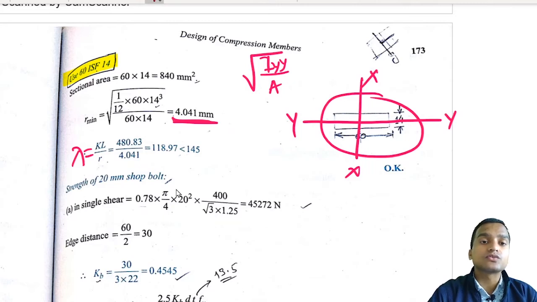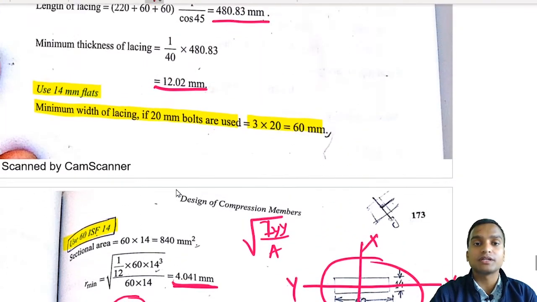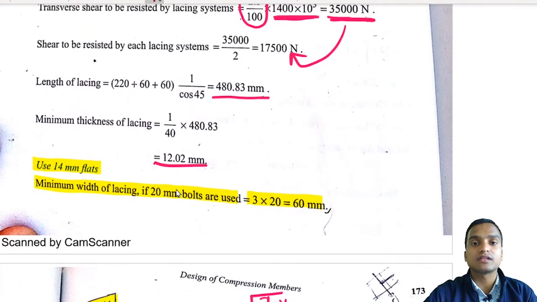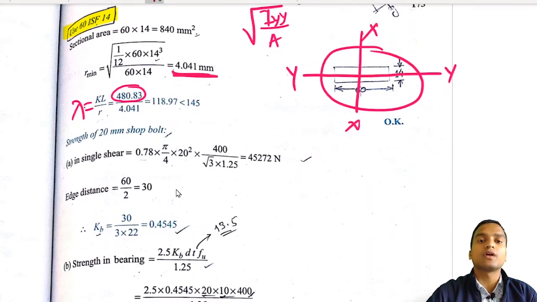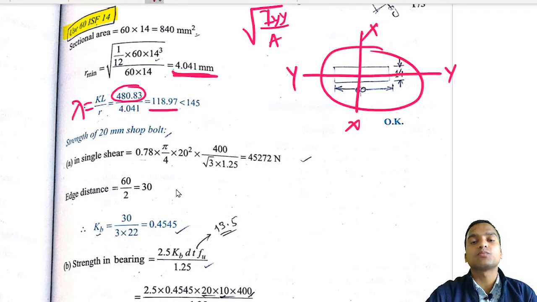by R, so length of lacing bar comes out to be 480 mm as we have done already here. You can see this is the length of column, and this is the effective length, in fact KL. So KL by R now we can do, and it comes out to be 118.97, which is less than 145. So that condition is also satisfied.